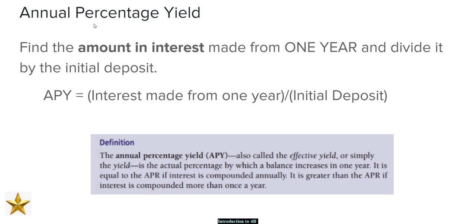When you study the annual percentage yield, you will take simply the amount of interest you made from 1 year, and you will divide that by your initial deposit. Often the annual percentage yield, or APY, is sometimes called the effective yield. This is simply the percentage by which a balance increases in 1 year.